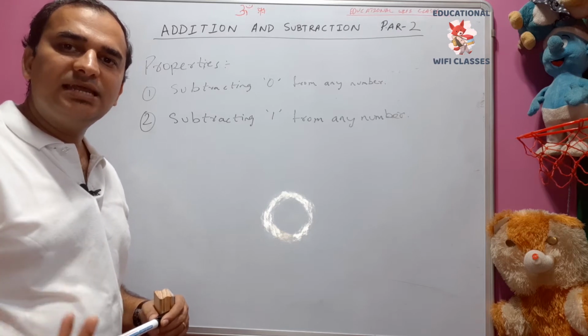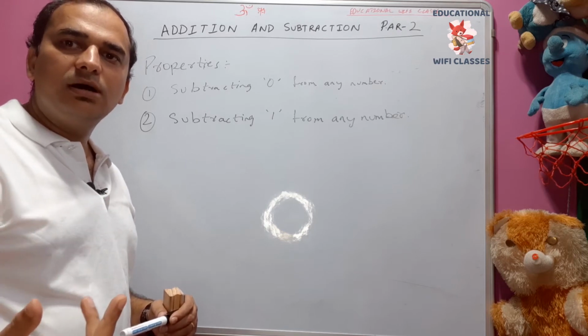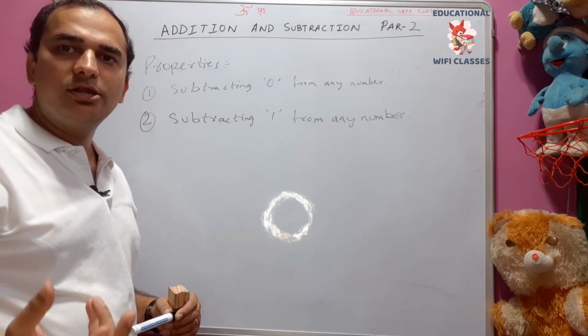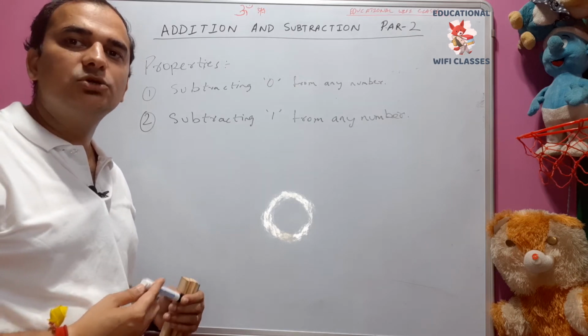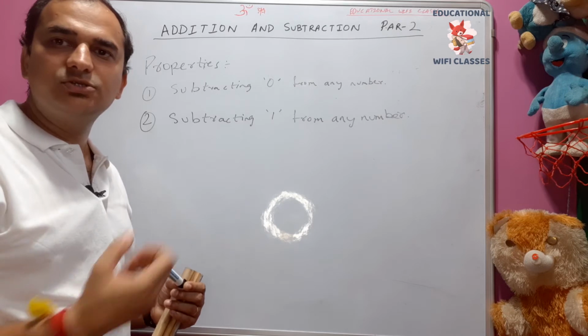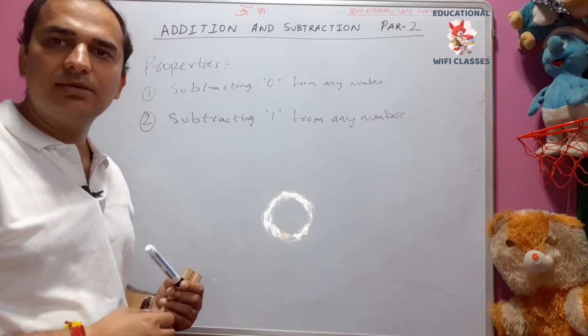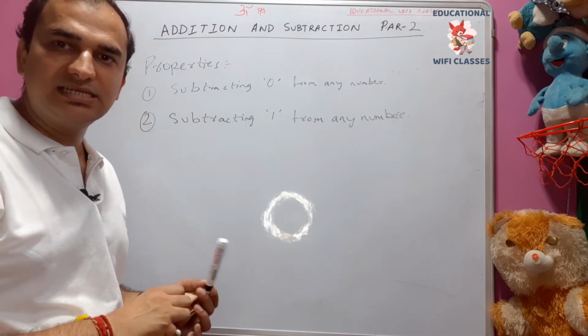So if anytime they ask you to find the predecessor, you already know that you are going to subtract 1 from that number. Or when they ask you minus 1 or subtract 1 from this number, you know that you are going to find a predecessor.